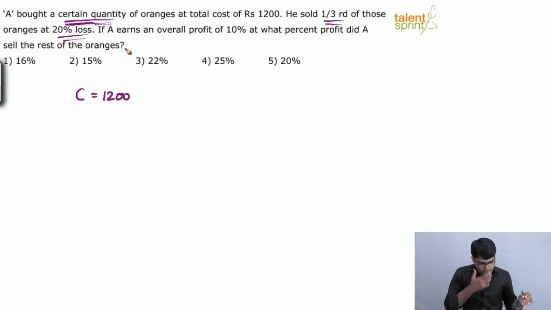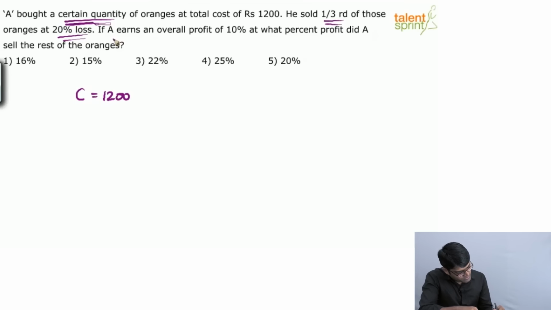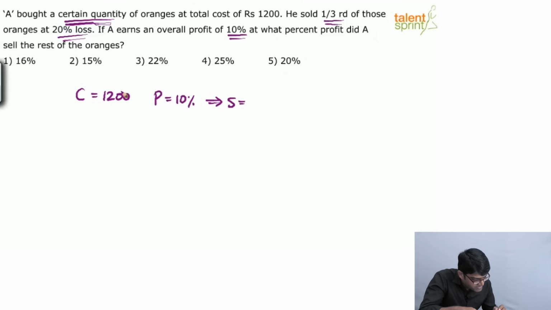See, the point is, first of all, A earns an overall profit of 10%. Overall, his profit is 10%. So can you tell me what is the selling price? You know that when the profit is 10%, selling price will be 110%. Again, this is a concept of percentages. We are only talking about percentages in this question as well, right? If profit is 10%, selling price should be 110%. 110% of what? Cost price.